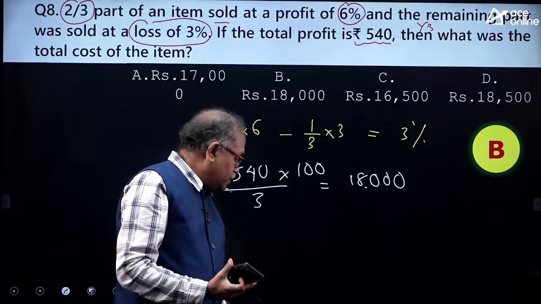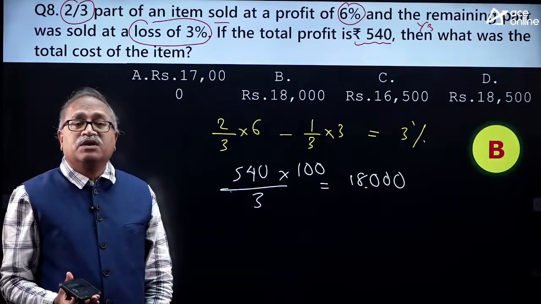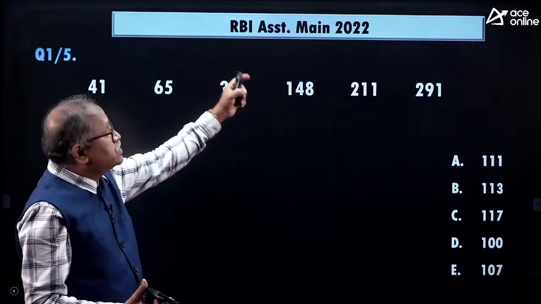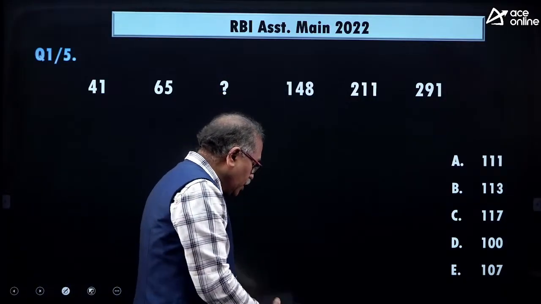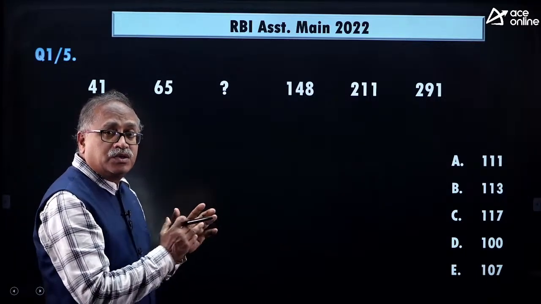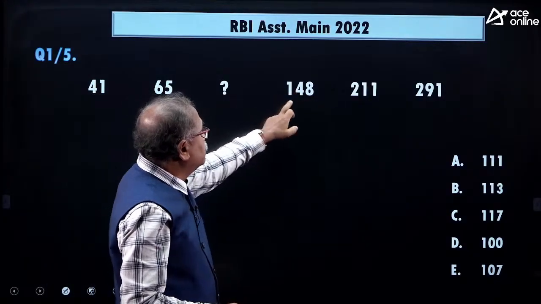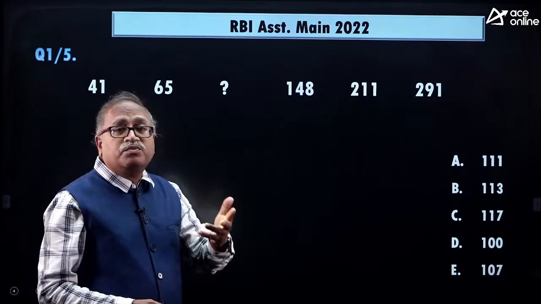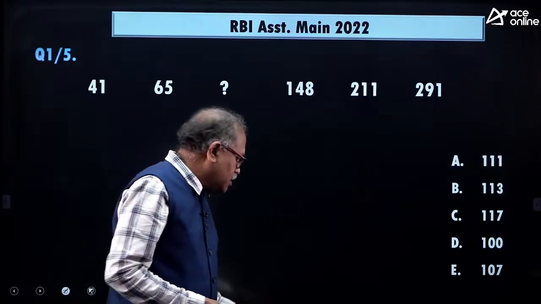Okay, moving on to the next question. From here onwards we will work out some number series. I picked up a previous question of RRB Assistant Main 2022. So how do we approach the thinking process for this particular question? 41, 65, not very much high after one gap. So the small gap is there. The very first thing that strikes me is that it's based on difference, so I will work out on difference first.